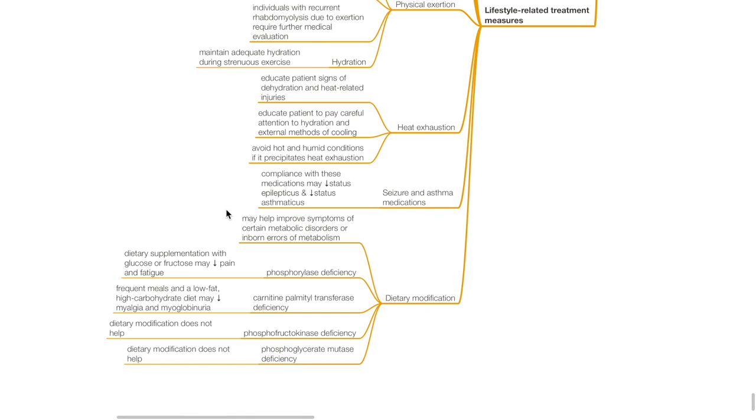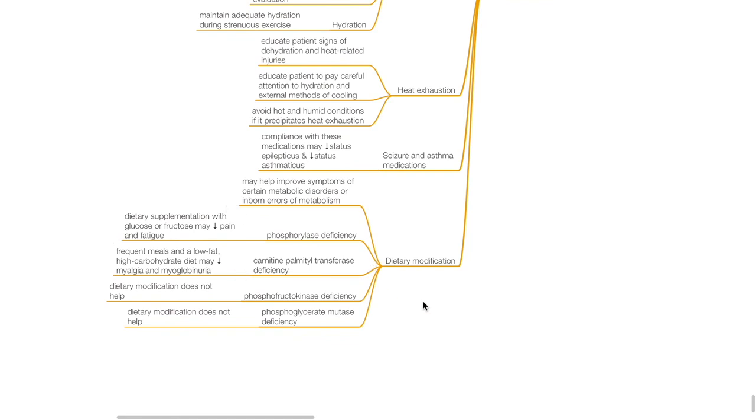Dietary modifications may help improve symptoms of certain metabolic disorders or inborn errors of metabolism. For example, in phosphorylase deficiency, dietary supplementation with glucose or fructose may reduce pain and fatigue. In carnitine palmitoyltransferase deficiency, frequent meals and a low-fat, high-carbohydrate diet may reduce myalgia and myoglobinuria. Dietary modification does not help in phosphofructokinase deficiency and phosphoglycerate mutase deficiency.